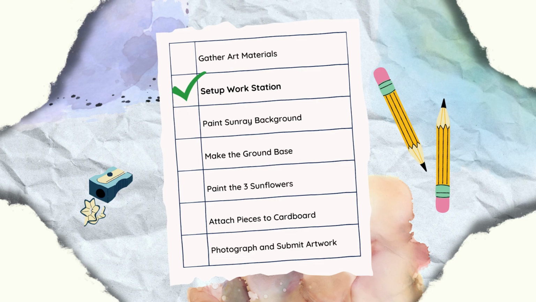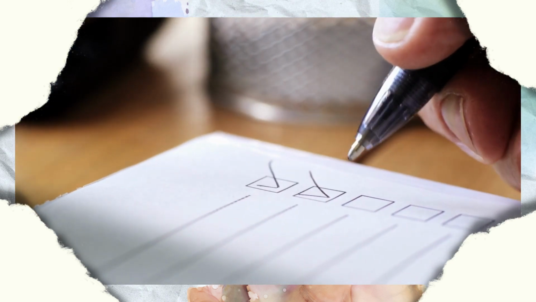Then the next set of checkboxes is based on your steps to complete this artwork from your mind map. Please note that in the middle of creating your artwork, you may skip or switch around some steps, and that's okay. Your checklist helps you to keep track of your progress.